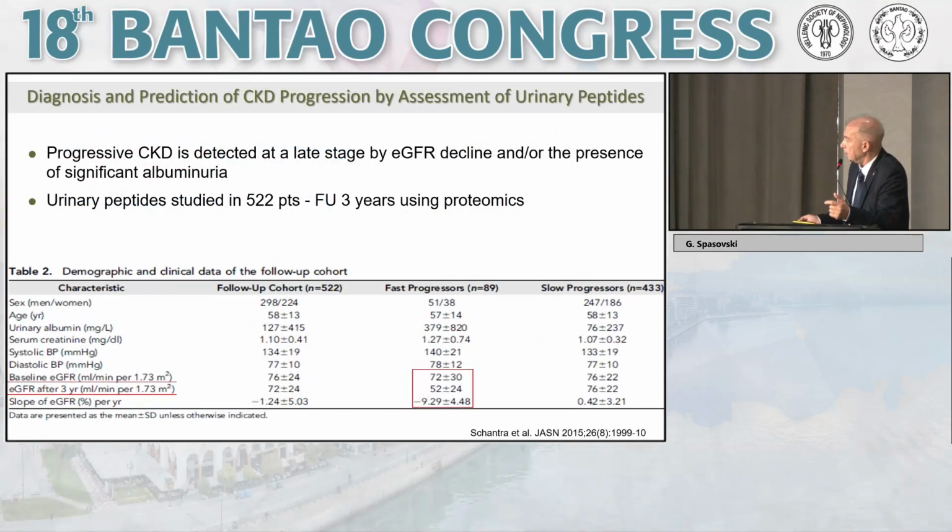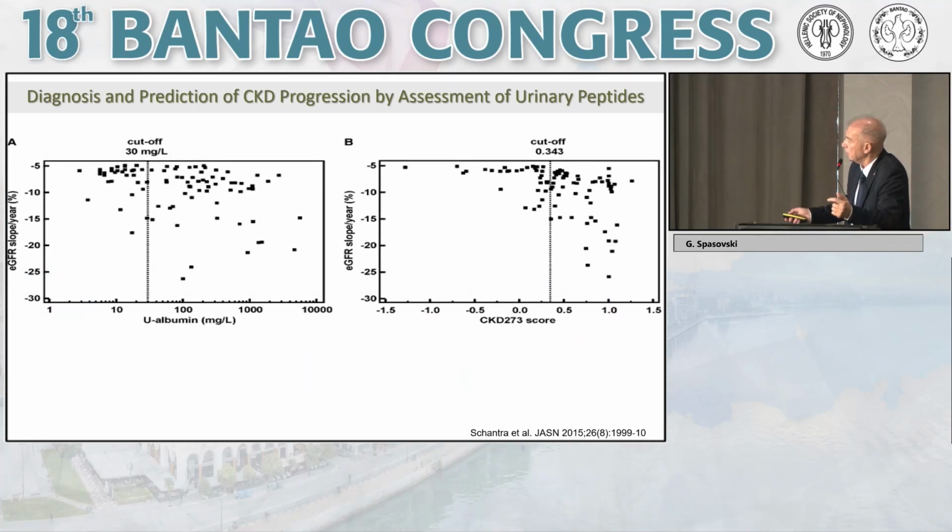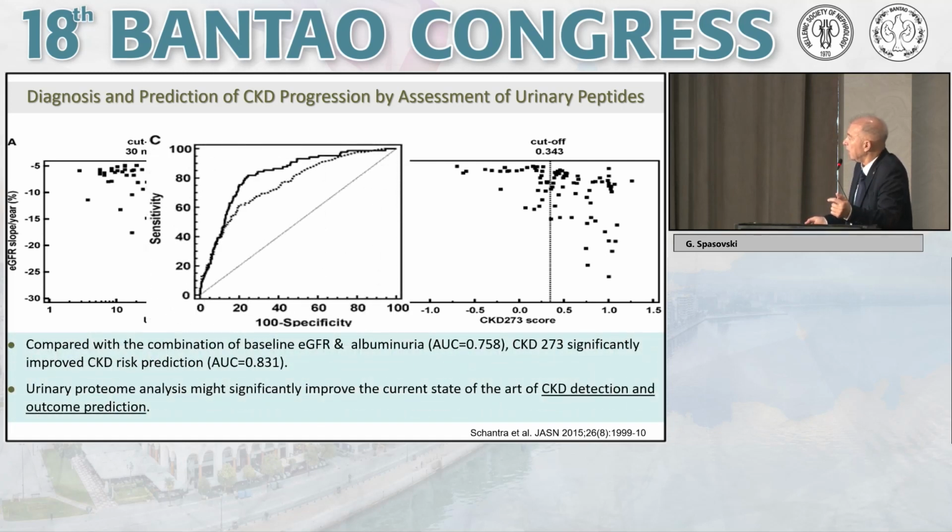In this study, 522 patients were followed, and indeed, in those found with an increased CKD273 classifier, there was reduced eGFR after 2 or 3 years of follow-up, from 72 to 52, compared to slow progressors who even improved eGFR. You see the correlation between urinary albumin and eGFR, as well as eGFR and CKD273, with a cutoff point of 0.33. Comparing the combination of baseline eGFR and albuminuria with CKD273 and eGFR, we see that the area under the curve for CKD273 is much higher, which in fact means better discrimination ability.